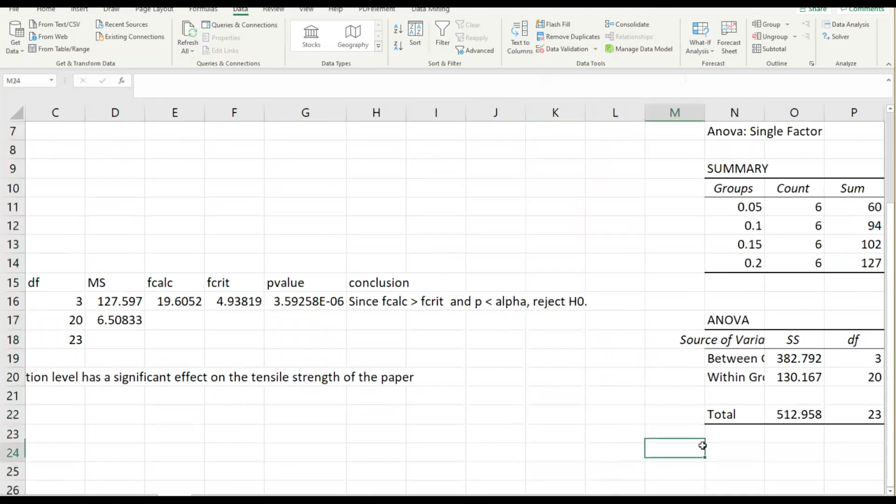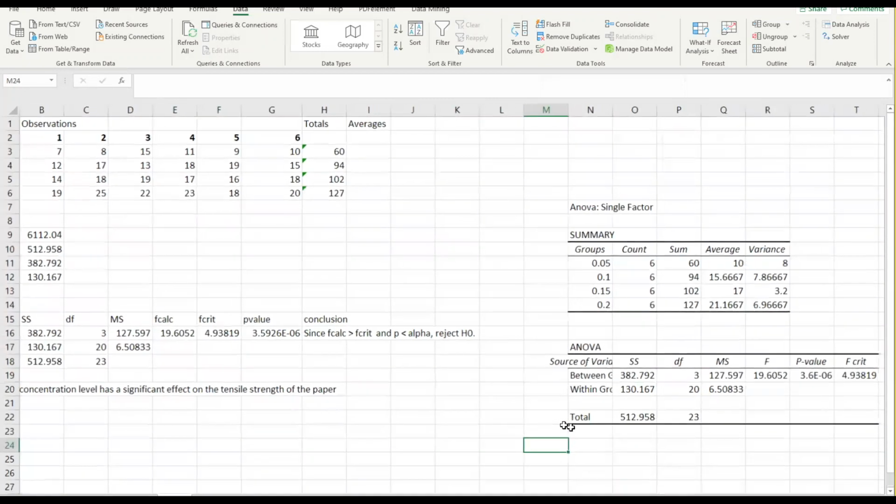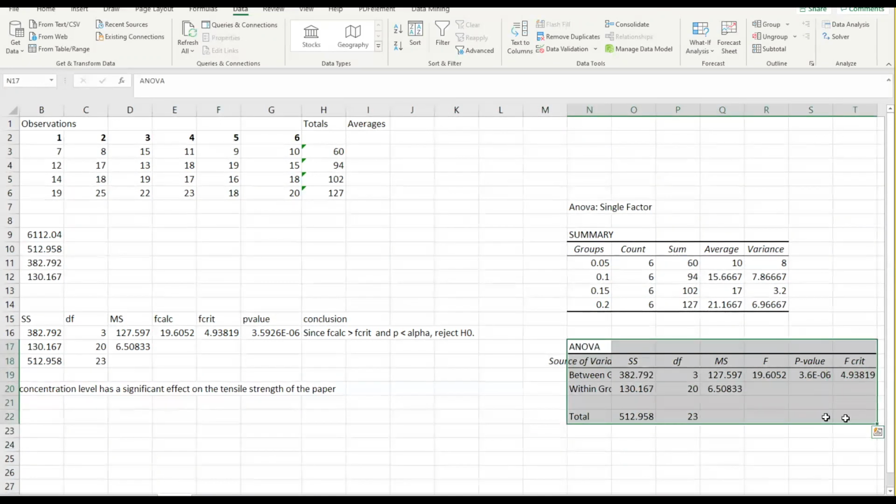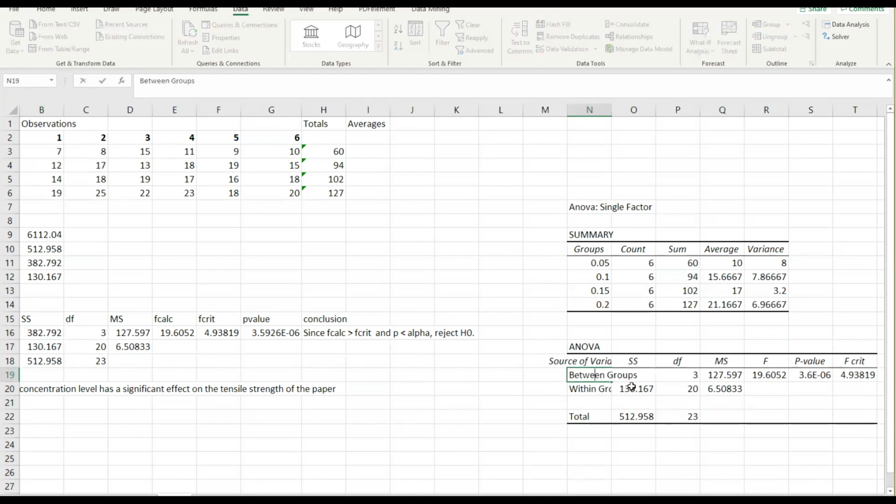Okay. Parang ganyan siguro. Okay? Zoom out lang ako konti. So, ito, you'll see na same lang yung values na nakuha natin, no? So, we get SS 382. Ang sinasabi dito, between groups, this is the treatments, no? And within groups is the error.